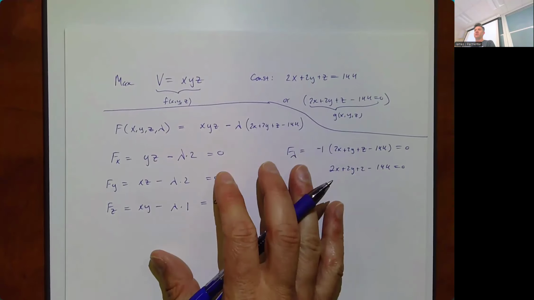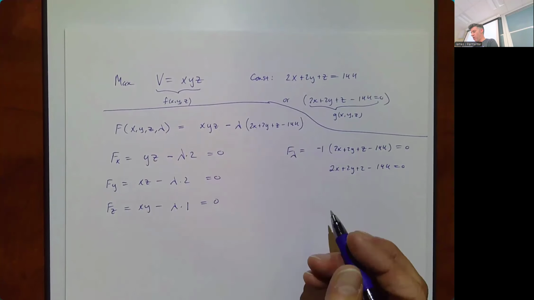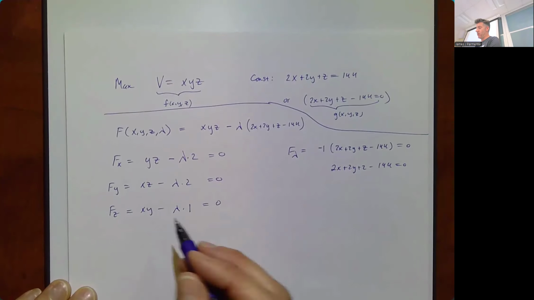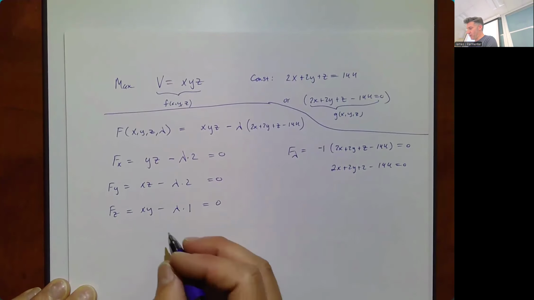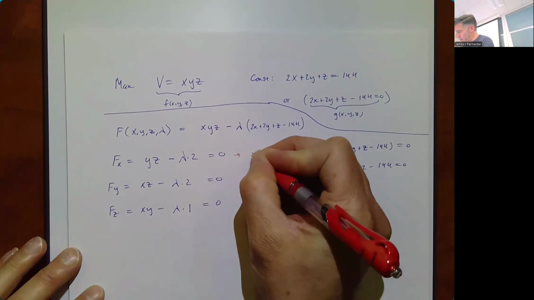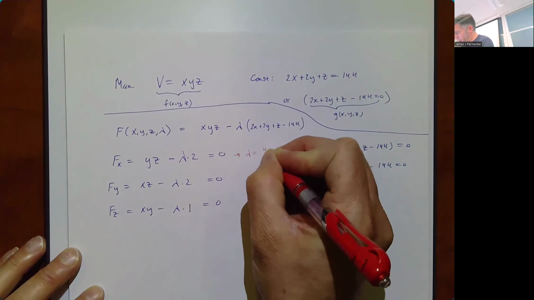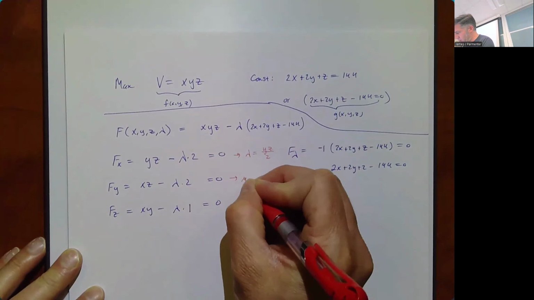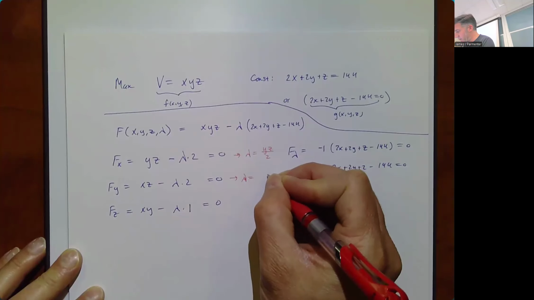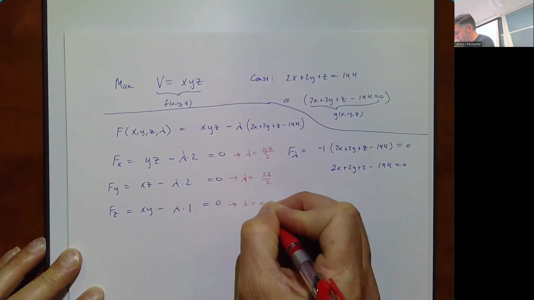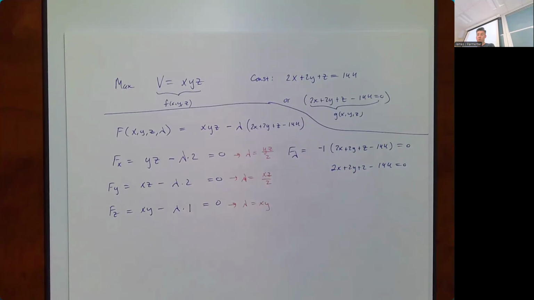And then the whole point of this is you want to try to figure out what x, y, and z are. There's a number of ways to do this. Usually, here's what I would do. I would solve each equation for lambda. So I'm going to get lambda equal to yz divided by 2. Here I'm going to get lambda equal to xz divided by 2. And here I'm going to get lambda equal to xy. And then we set these equal to each other.